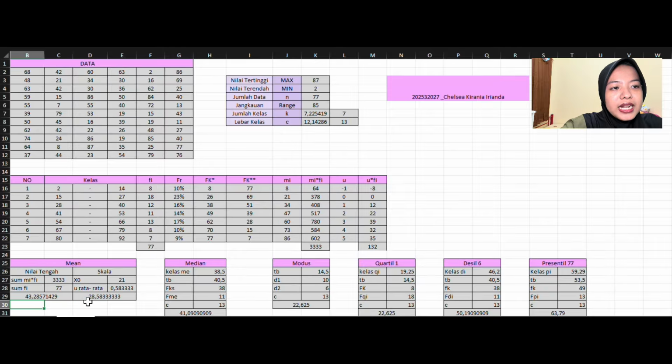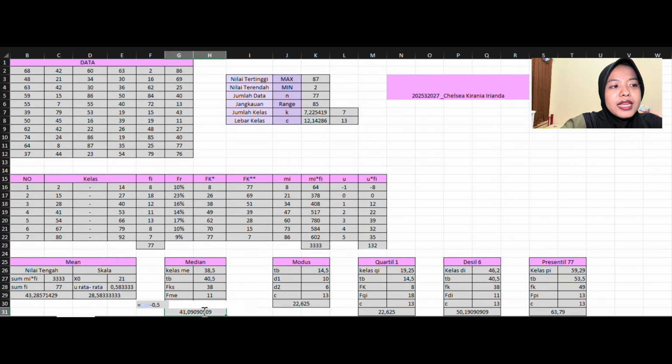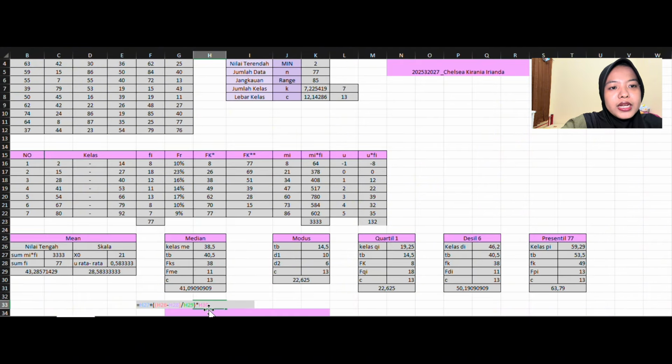After that, I calculated the median or middle value of the data using the formula of the lower boundary of the median class plus 1/2 of the total frequency minus the cumulative frequency before the median class, divided by the frequency of the median class and then multiplied by the class width. From the calculation, the median obtained was 14.09. This means that the middle value of the entire data is around that number.